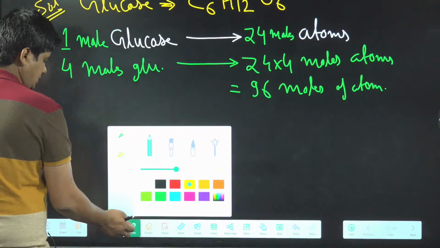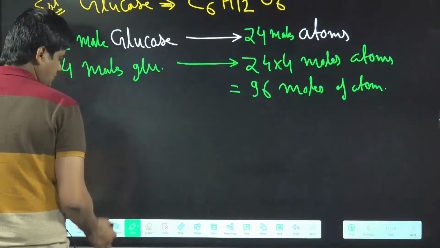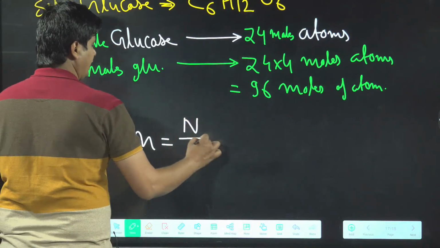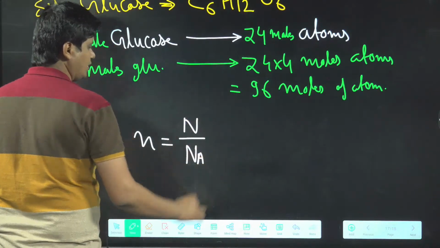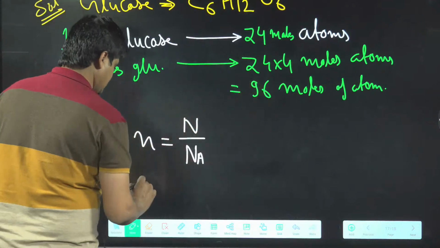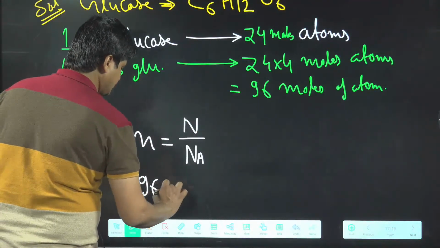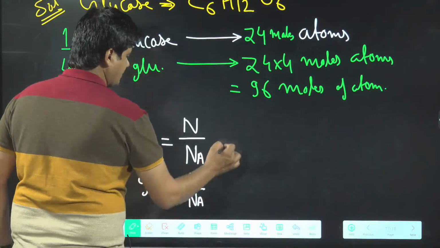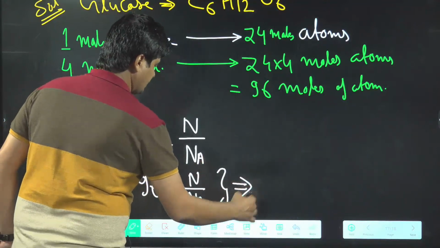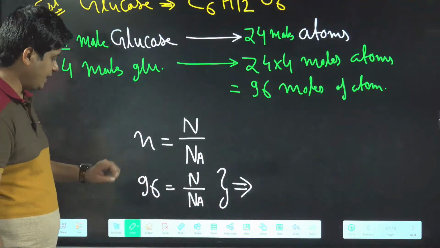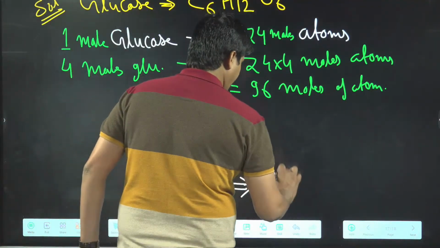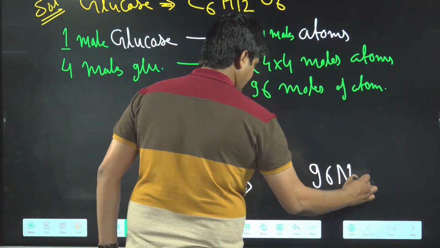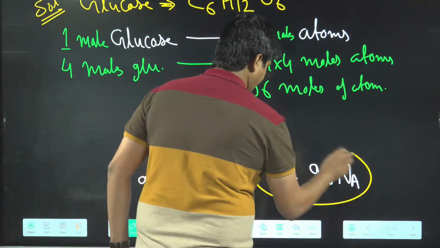Again I am using some other color for the new part. Okay, n is equal to N upon Na. Number of moles are 96, so please write 96 here. 96 is equal to N divided by Na. From this you can solve. Na will multiply with 96. Number of atoms will be 96 Na, 96 multiplied by Na. And this is our final answer.